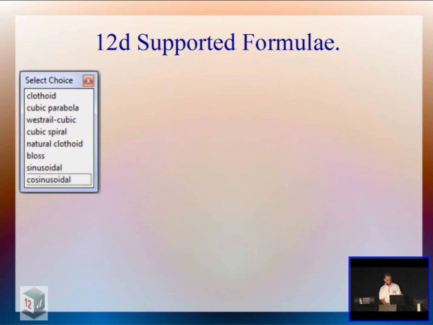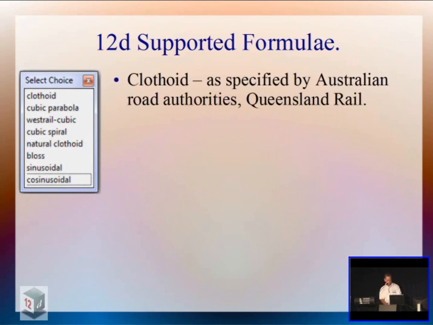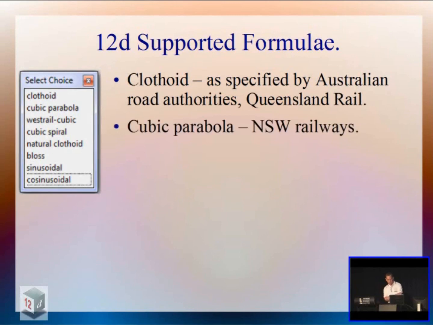So, in 12D, what do we have? We've got the clothoid, and that's as specified by most Australian road authorities, Queensland Rail, etc. It's a limited term expansion of the clothoid, typically I think 4 and 5 turns for the X and Y values. We have the cubic parabola in New South Wales. Again, it's a specific formula, it's clear, it's well specified. And also the west rail cubic, which is another, as said before, another definition of clothoid. It's a very clear specification.